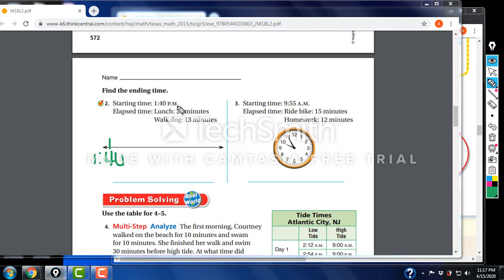So I'm going to go one by one. I'm going to do this one first. So if I go from 1:40 and I jump 20 minutes, that's 5 o'clock. Okay, I already did 20 minutes. Now I need to walk another 13 minutes. So if I go another 13, that'll be 5:13. Oops, let me get you the cleaner one.